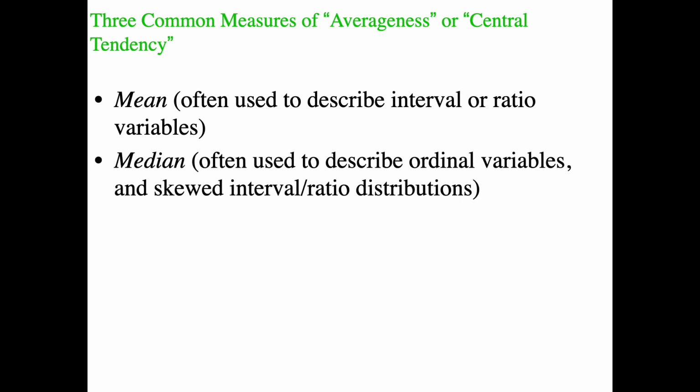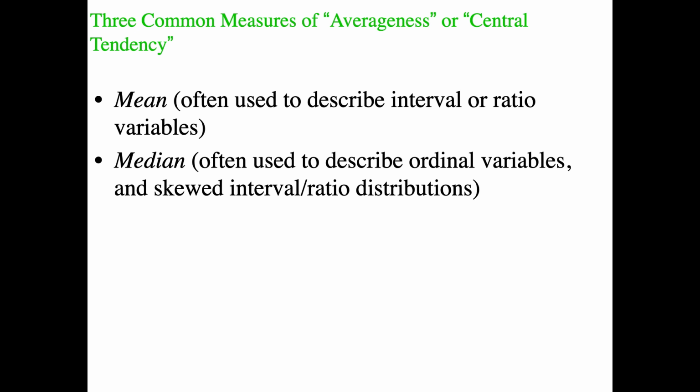Another common measure is the median, and this is often used when we have ordinal or rank-ordered variables, and also when you have a skewed interval or ratio distribution. So if you know that your distribution is skewed, it'd be more appropriate to use the median as a measure of the averageness or central tendency.